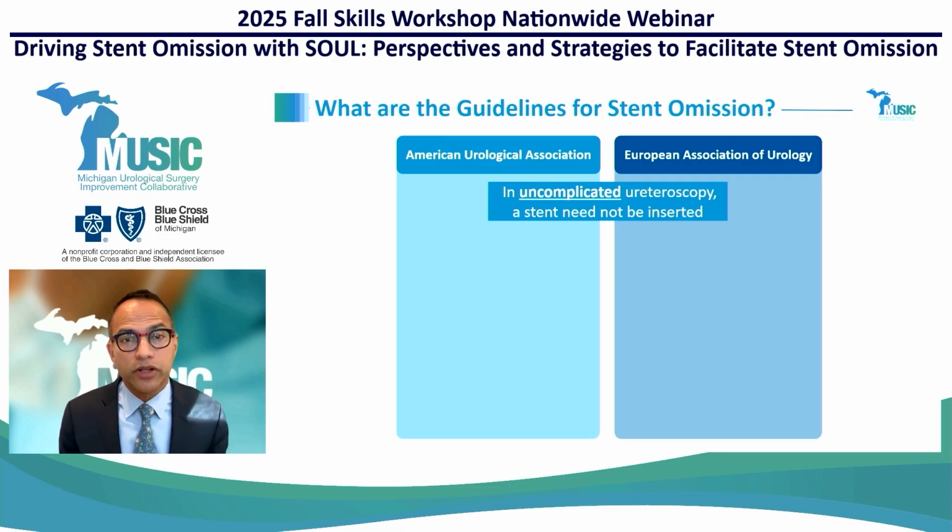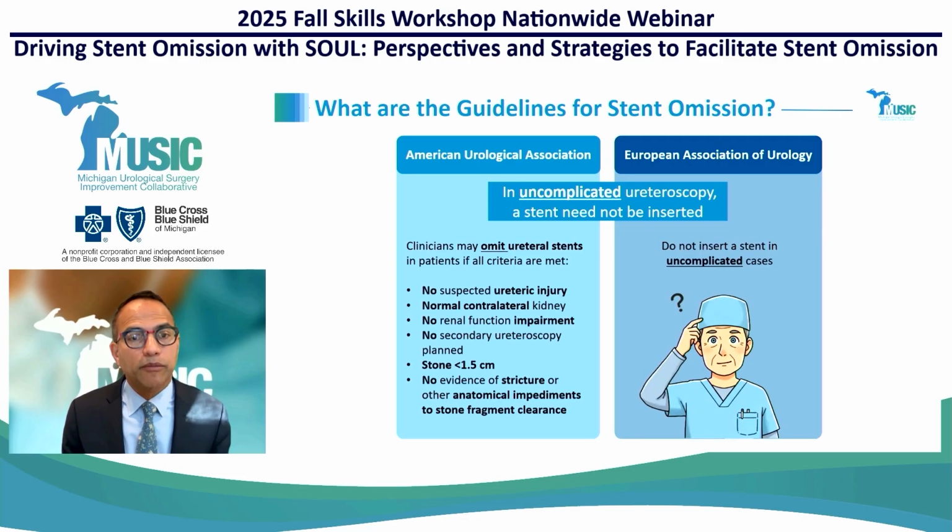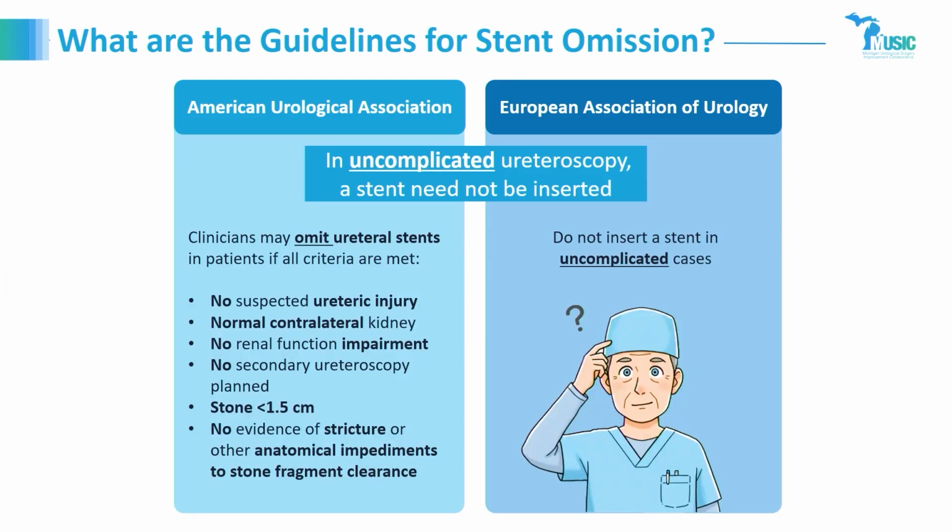So what do the guidelines say for stent omission? Both the American Urological Association and the EAU guidelines state that if you do an uncomplicated ureteroscopy, a stent is not needed. But what is the definition of an uncomplicated ureteroscopy? Well, the AUA is very prescriptive on that. You can see the guideline statements here: stone size less than 1.5 centimeters, no suspected ureteric injury, and all the other factors noted on this slide.